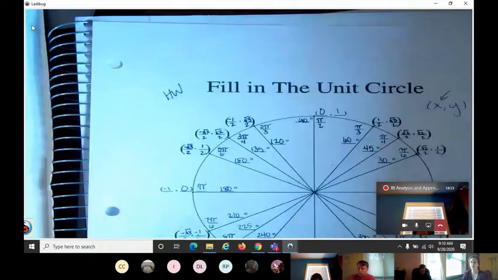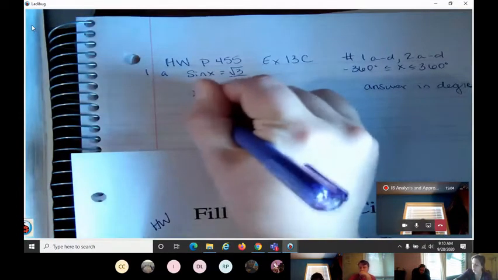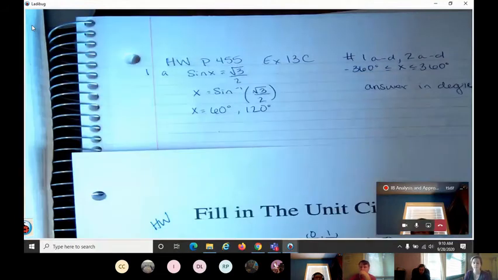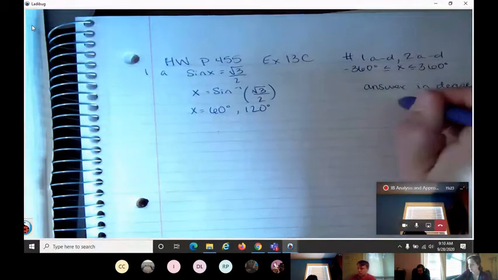So what degree measures have positive root 3 over 2 as the y value? 60 and 120. Okay, so x could equal 60 and 120. Are those within our domain? Yes. Are those all of the possible solutions in our domain? I think so. So let's think about our domain for a second, okay?